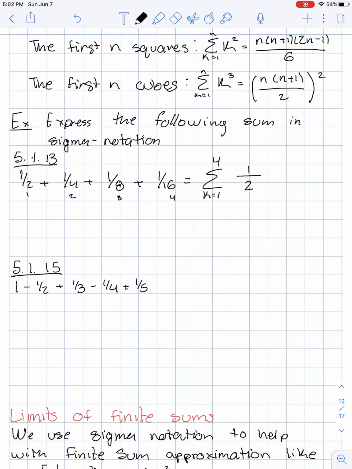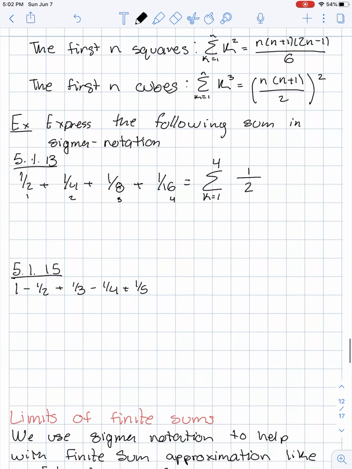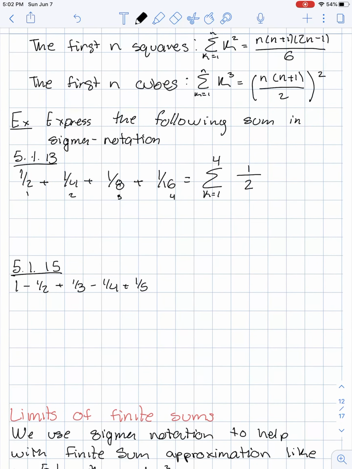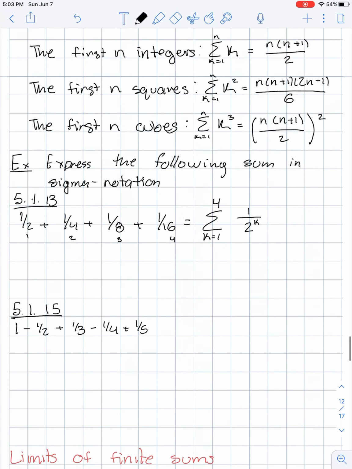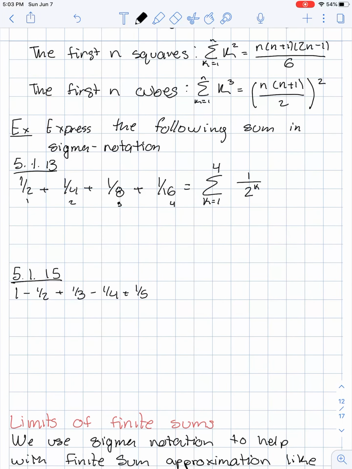How can I make the denominators go 2, 4, 8, 16? Well, those are the powers of 2. So I can raise 2 to the k. Right, so then I'll get 1 over 2 to the first power, which is 1/2. 1 over 2 squared, which is 1/4. 1 over 2 cubed, 1/8. And 1 over 2 to the 4th, which is 1/16.